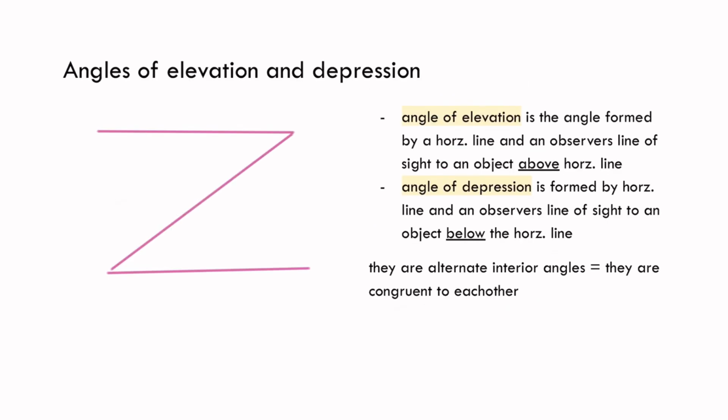So, angles of elevation and depression. The angle of elevation is the angle formed by a horizontal line and an observer's line of sight to an object above the horizontal line. So this is going to be the angle of elevation. And the angle of depression is formed by a horizontal line and an observer's line of sight to an object below the horizontal line. So this is the angle of depression. These two angles are alternate interior angles, which means that they are congruent to each other.